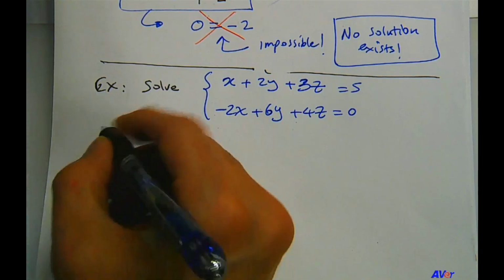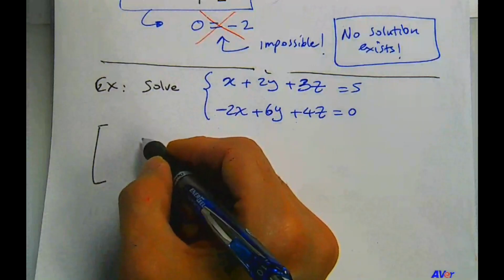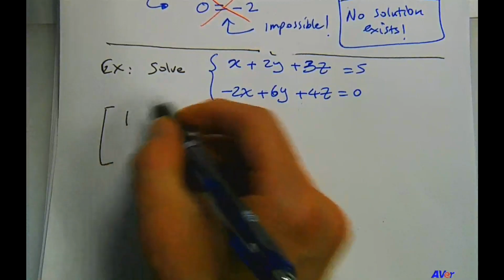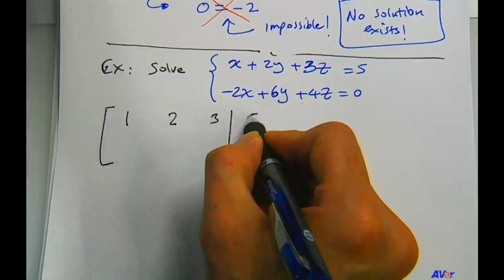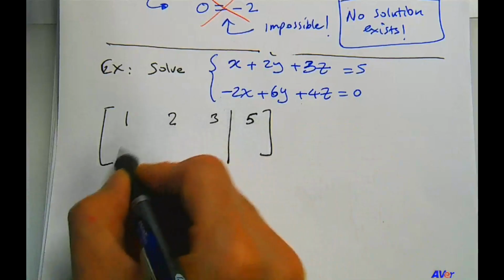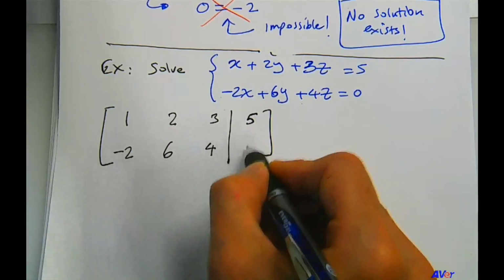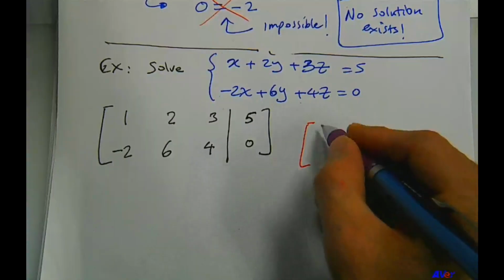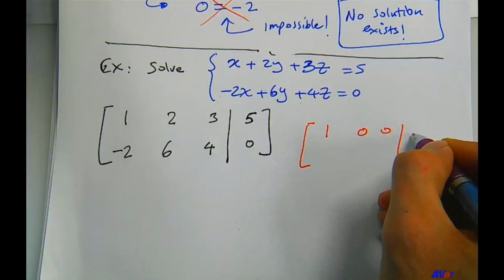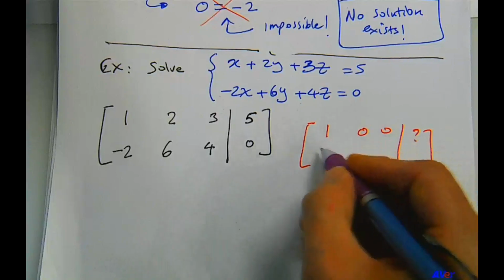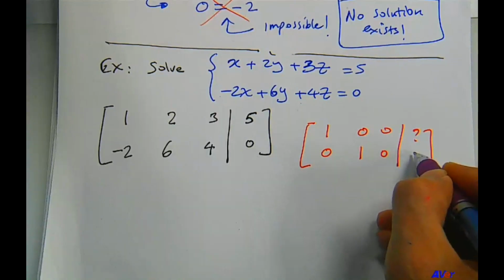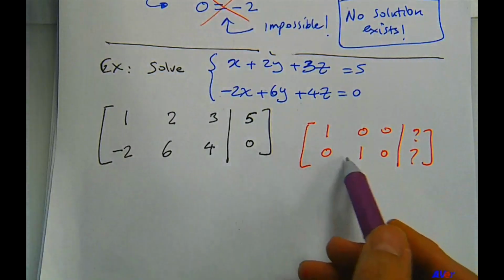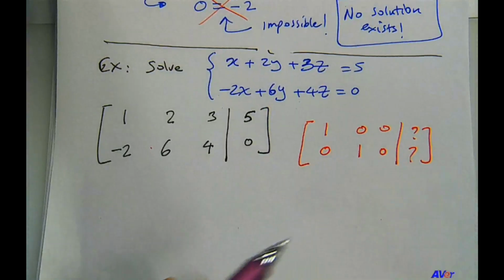Okay, so I'm assuming you've done that. This method, the Gauss-Jordan method, begins with the augmented matrix. In this case, the augmented matrix is 1, 2, 3, 5, and then minus 2, 6, 4, and 0, right? So ideally, this is what we're looking for. We're looking for 1, 0, 0, and a question mark on the other side, then 0, 1, 0, and a question mark on the other side. This is what we're aiming for. This is our objective, to convert this to that. Let's see if we're going to be able to do it.